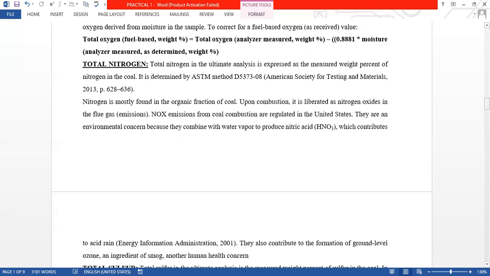Total nitrogen that is present in the coal: nitrogen is found in the organic fraction of the coal. Upon combustion, it is liberated as nitrogen oxides in the flue gas emission. Oxides of nitrogen emitted from coal combustion are regulated in the US.